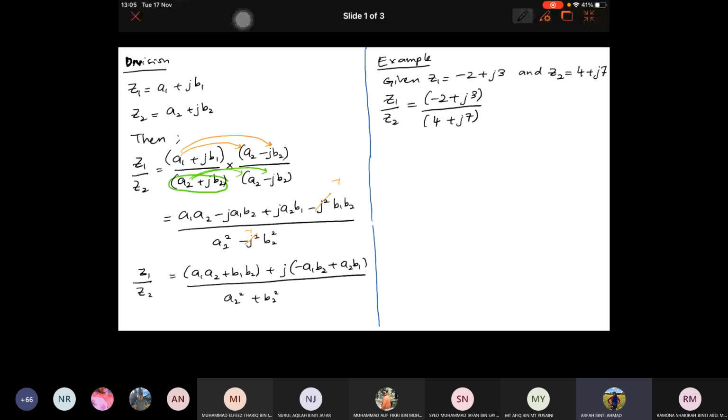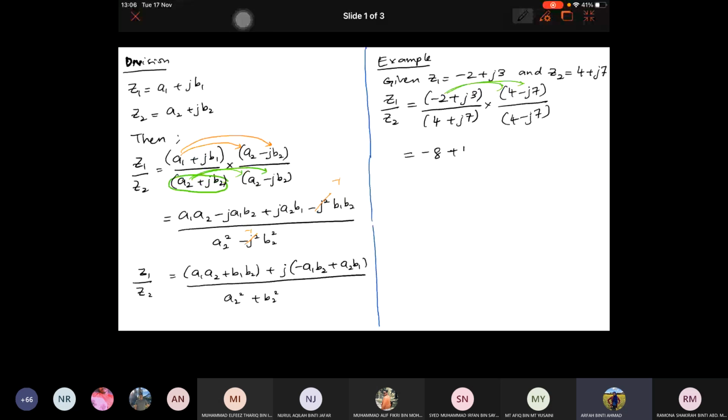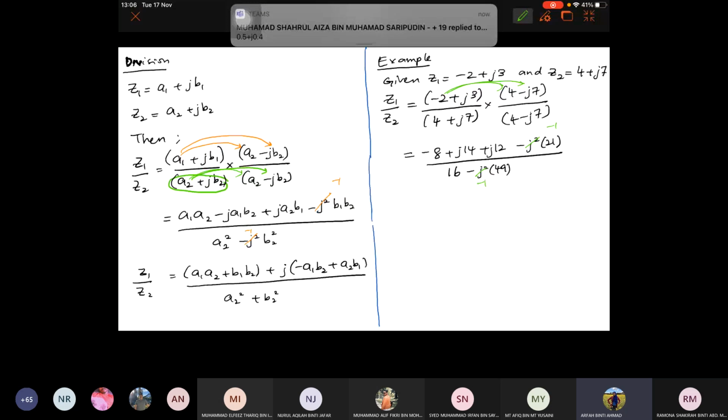Jom kita buat sama-sama. Okay. So ni awak darabkan dengan 4 tolak J7 dibahagikan dengan 4 tolak J7. Okay. So kembangkan equation ni darab ni and so on so forth. 1/5 yes betul. Okay. 2 kali 4 negatif 8 tambah dengan 14J tambah 2 kali 7 J14 tambah dengan 3 kali 4 12J12. Okay. Tolak dengan J kuasa 2 darabkan dengan 21. Dibahagi dengan 4 kali 4 16. 16 tolak dengan J kuasa 2 7 kali 7 49. Okay. So this one become negative 1. This one become negative 1.